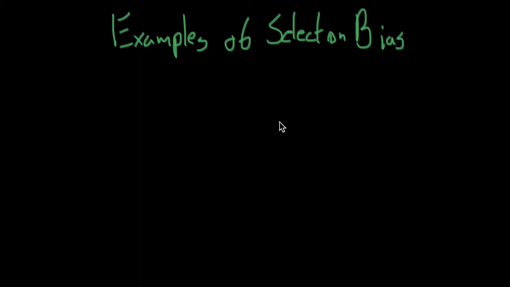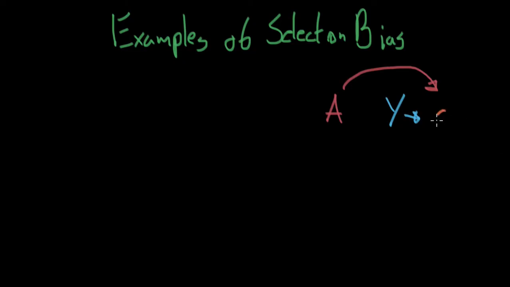Selection bias is a little bit more complicated, so I want to have a little diagram to refer to. I've got A, and I'm going to say A is not necessarily related to Y. However, A has an effect on something up here, which I'll call C, and Y also has an effect on C.